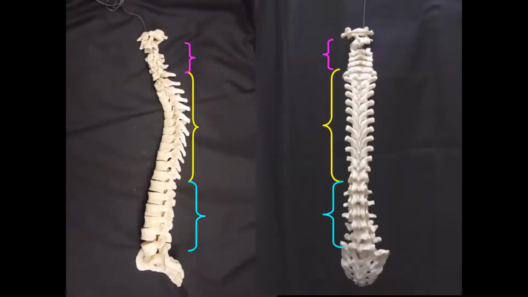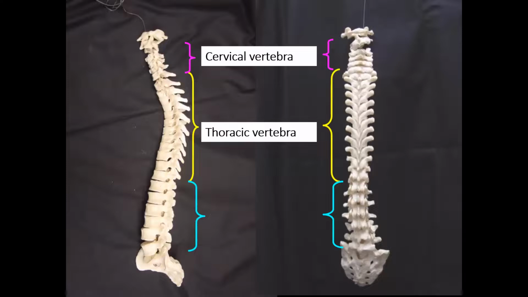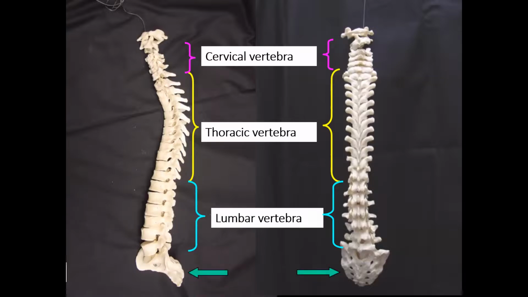So how many vertebrae do we have? Well, I think we have 32 altogether. 8 cervical, 12 thoracic, 5 to 7 lumbar, and then somewhere between 5 and 8 more down to the sacrum and the coccyx. I'll give you a real number here in a second. There's the sacrum.